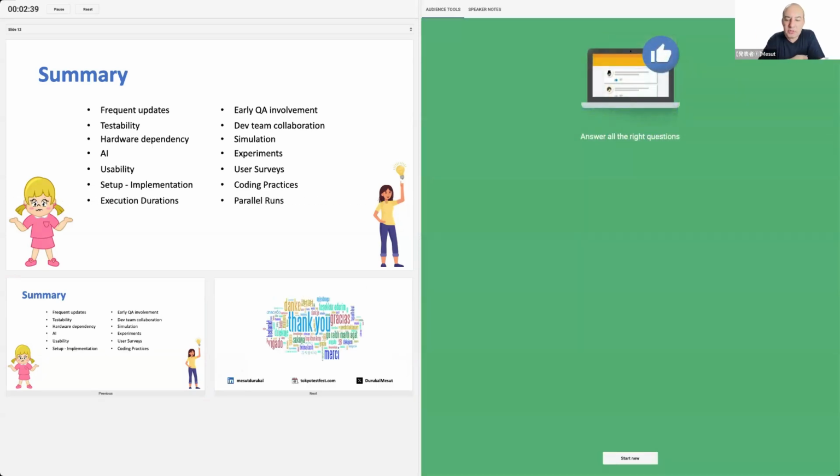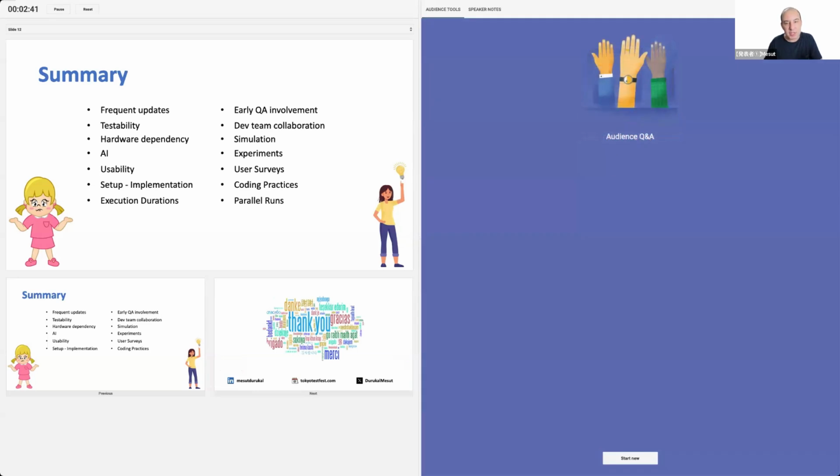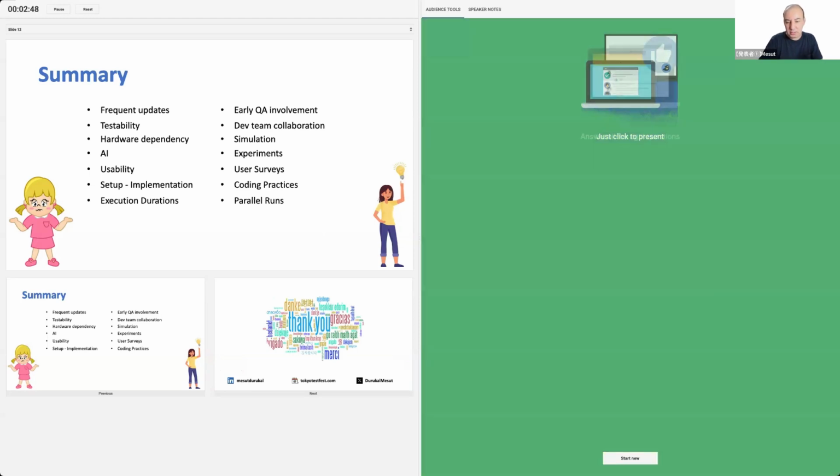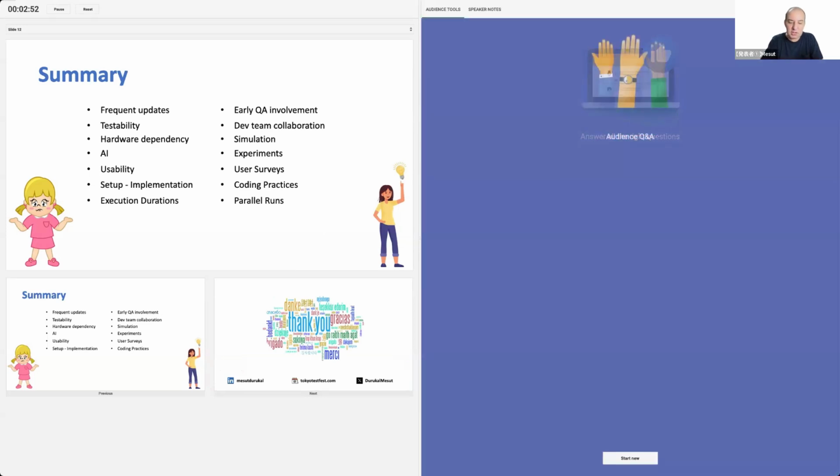And finally, we discussed slowly running test cases, right? Slowly running test cases. So what was the proposal? The proposal is running tests in parallel.